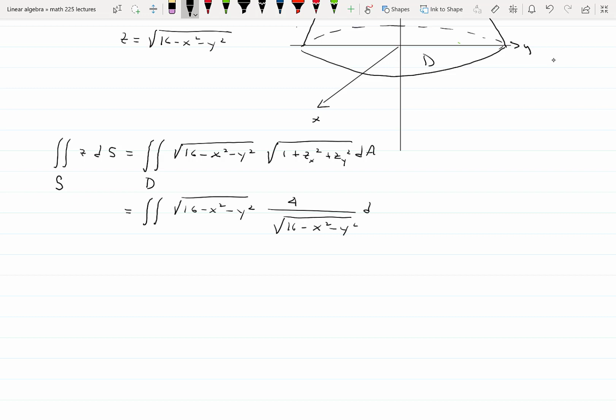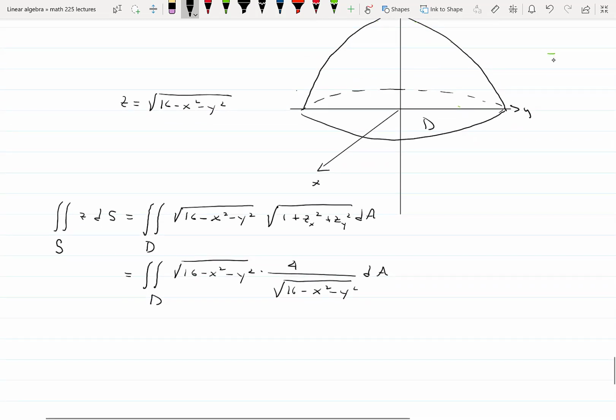We already did that work. dA. Okay. Over the region D. And what's the region D? Well, the region D is the projection into the xy plane of the upper hemisphere. We get that when z equals 0. So if we take the upper hemisphere of x squared plus y squared plus z squared equals 16, and we set z equals 0, we get x squared plus y squared equals 16. Okay, and that is D.